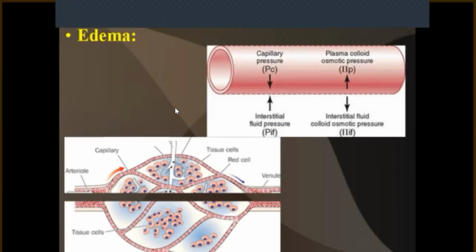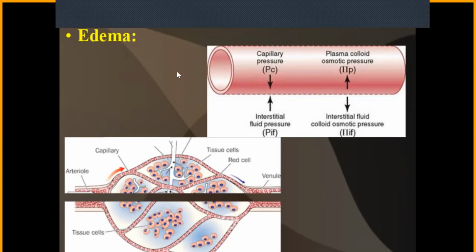Now coming to the mechanism of action of negative pressure wound therapy. First, the most important thing which negative pressure wound therapy does is the reduction of edema. How does edema hamper wound healing?